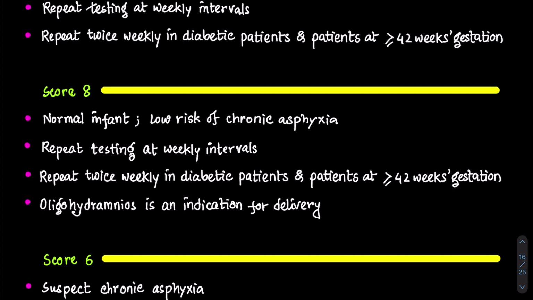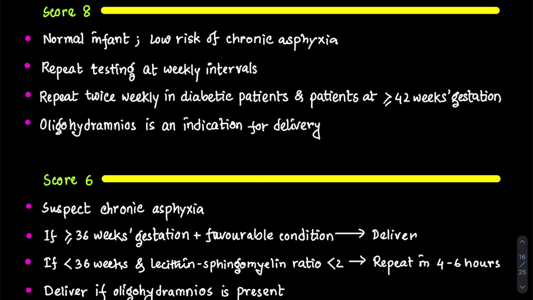You see that you have put 0 for a parameter. That's why it's 8. Now, if it's amniotic fluid volume that got 0, that means oligohydramnios, then it is an indication for delivery.